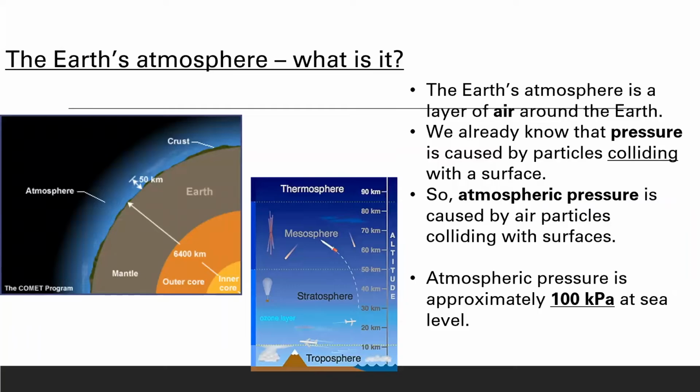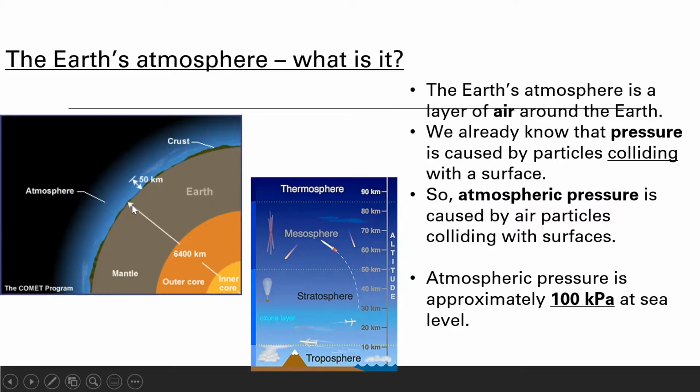We need to go back a bit. We'll look at the Earth's atmosphere and think about it in terms of air pressure. Lots of people don't really grasp the size of the atmosphere compared to the Earth. It's actually very thin compared to the size of the Earth.